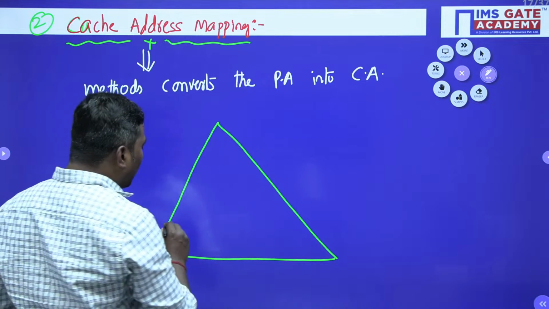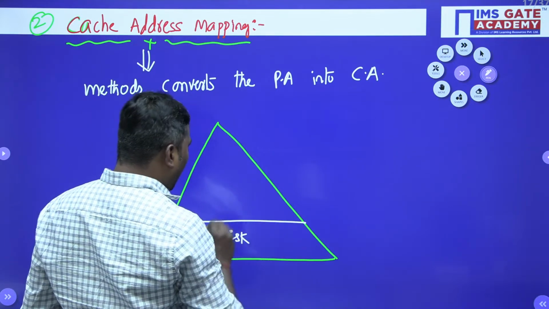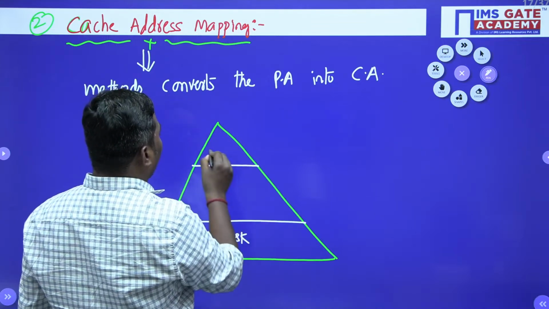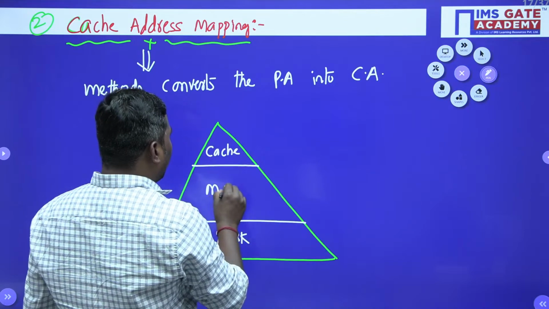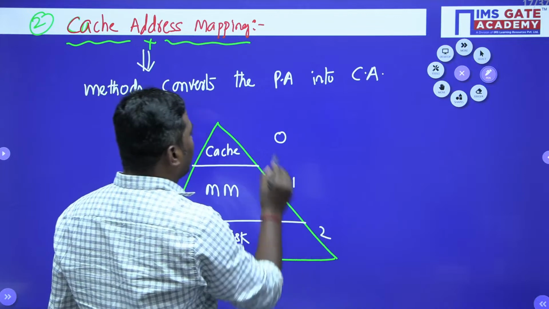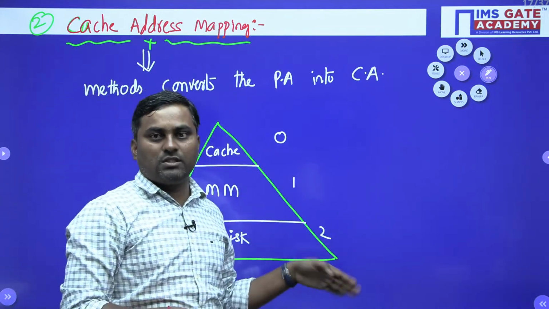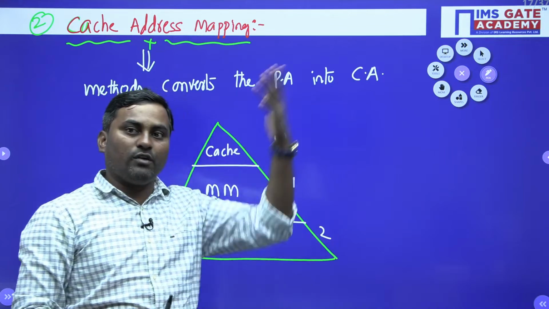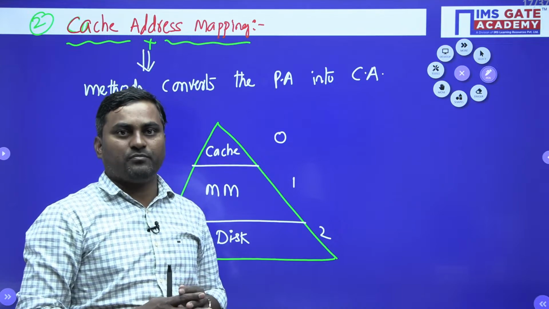So bottom level memory is what? Magnetic disk. Top level memory is what? Cache memory. In the middle, what? Main memory. Please understand. So this is level 0, level 1, level 2, a 3 level memory hierarchy if I consider. So the bottommost level is the magnetic disk, the top level is the cache memory. Main memory occupies the central position, right.